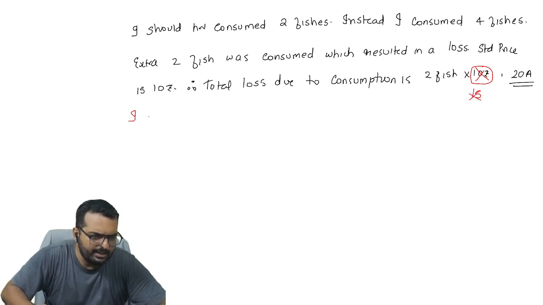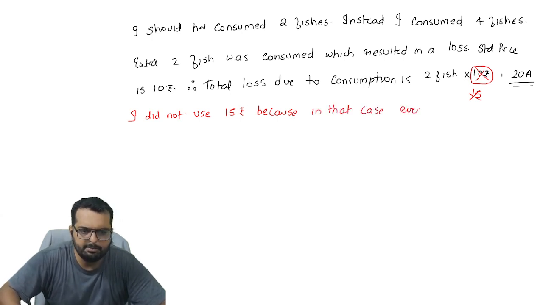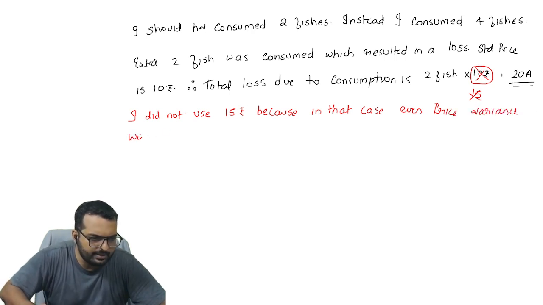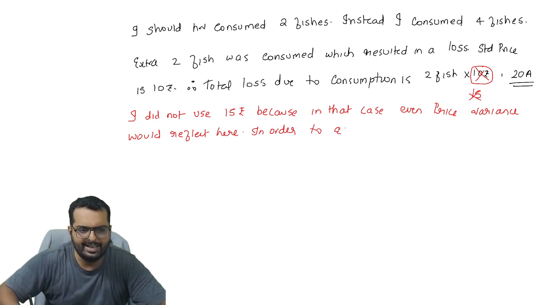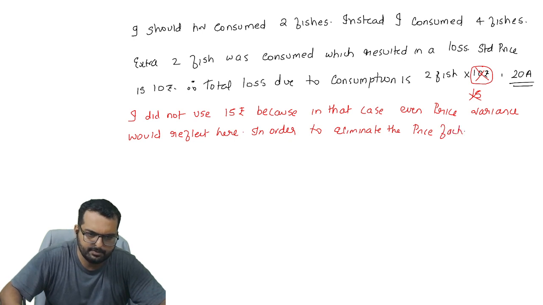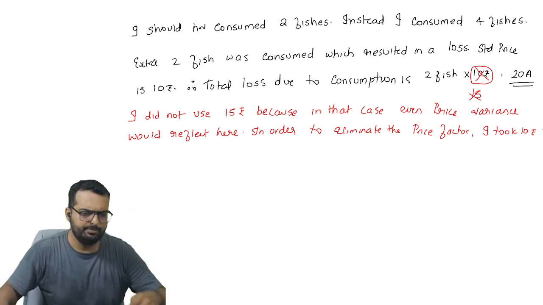Okay. I did not use 15 rupees because in that case, even price variance would reflect here. In order to eliminate the price factor, I took 10 rupees. Just write down this. Later on, if you get doubt, this sentence will help. Okay.